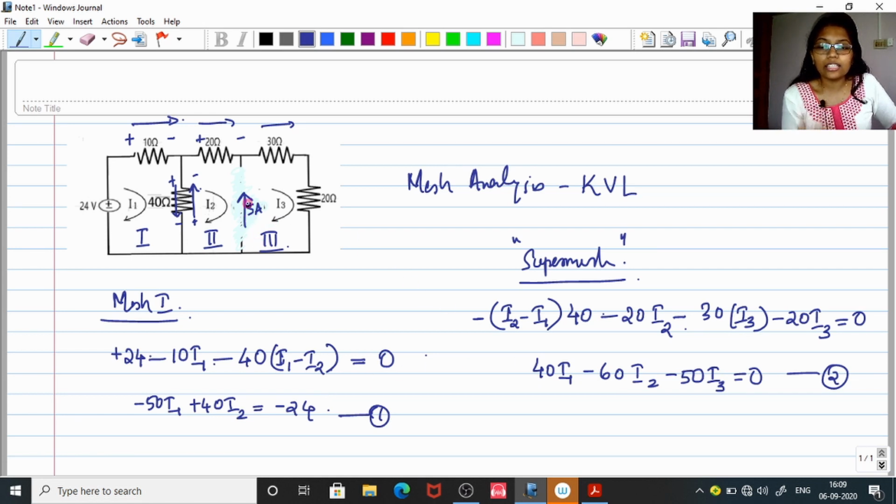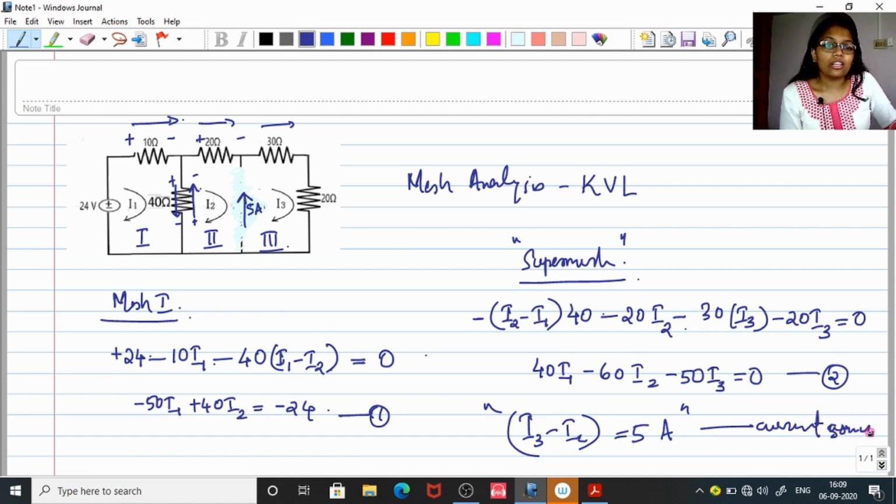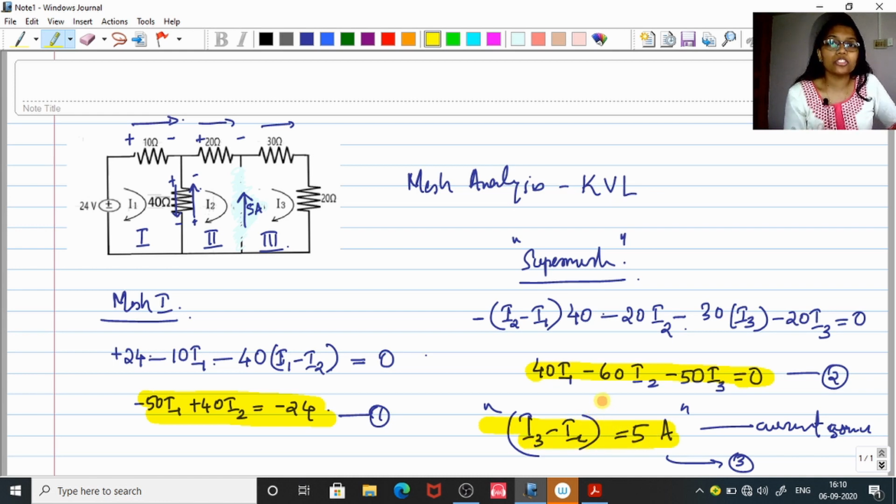You can see that the current source gives out a current in the upward direction, isn't it? Which means our I3 is going in the upward direction, but I2 is resisting it. So we can write I3 minus I2 is going to be 5 ampere. This is actually got from the current source. So this is your equation number 3. So you have 3 equations and 3 unknowns, so you can easily put it into a calculator and get the values for I1, I2 and I3.